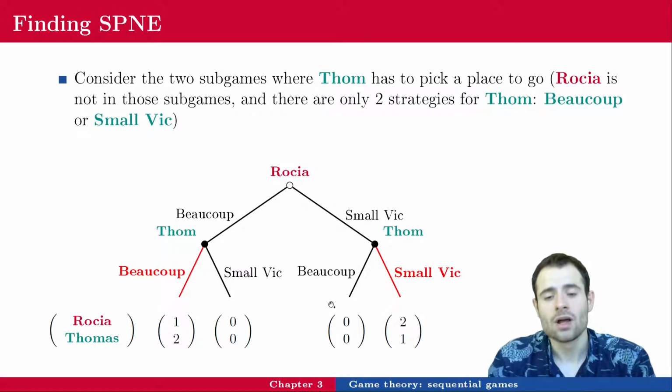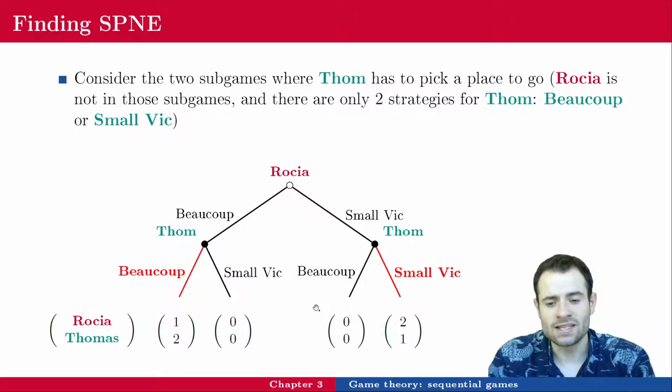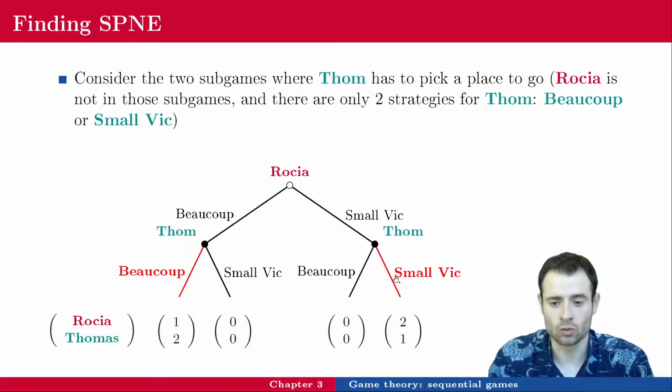In this subgame, Tom is alone. He's playing the game alone. If he goes to beaucoup, he gets a payoff of 0. If he goes to small victory, he gets a payoff of 1. What is his best response? Well, here, his best response is to go to small victory. The idea is that in this subgame, we are looking at the history where Rosia went to small victory. So the best response in this case is to go to small victory.